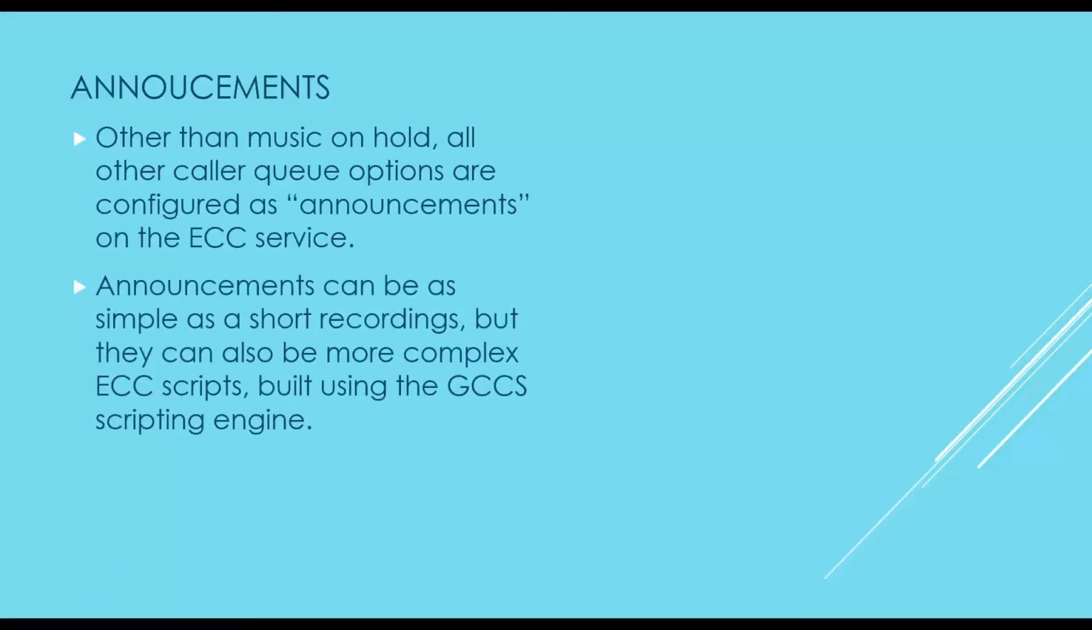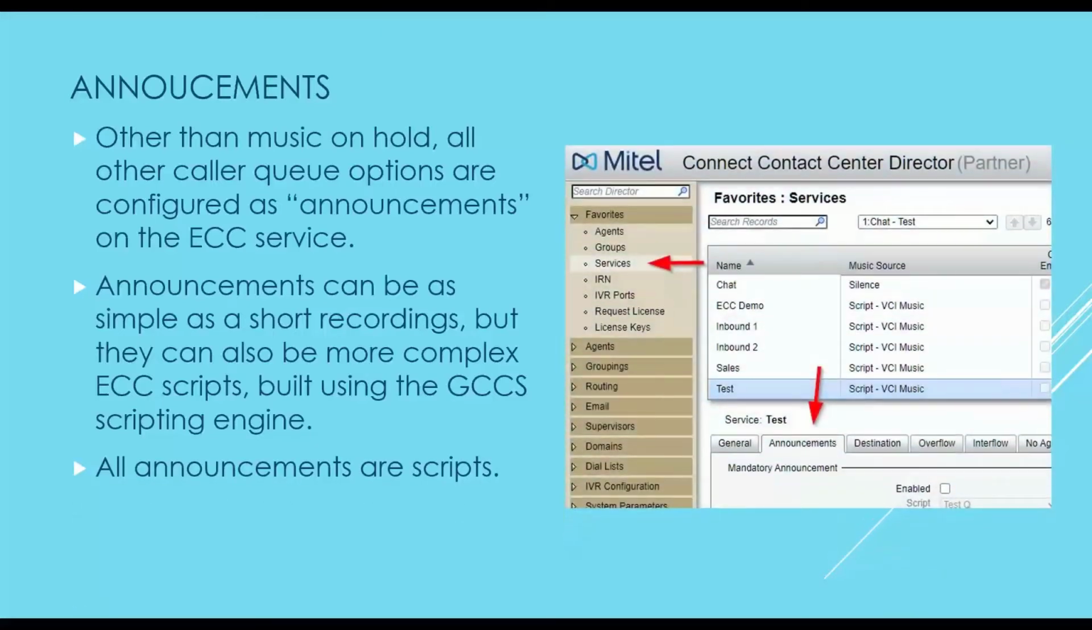They can be as simple as a short voice recording, maybe a little informational message, but we can do even more complex things with these. Anything that we can do in the GCCS scripting engine can be an announcement. Technically, they are all GCCS scripts, and the announcement is a script. We can do some really interesting and powerful things with that using the announcement system. To show you a little screenshot of where these are in Contact Center Director, you'll find it in Favorites under Services, and it's the second tab next to General. It says Announcements.